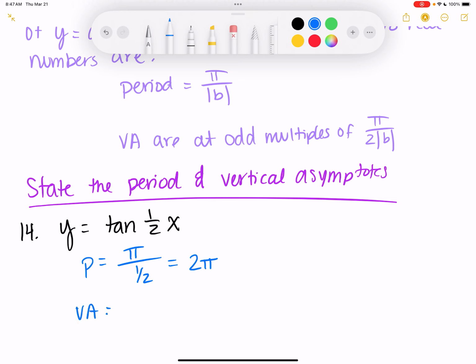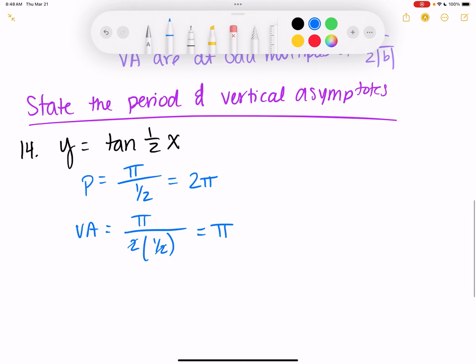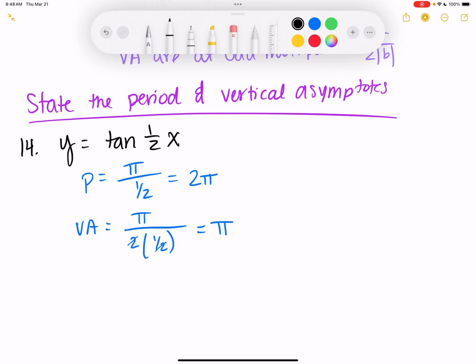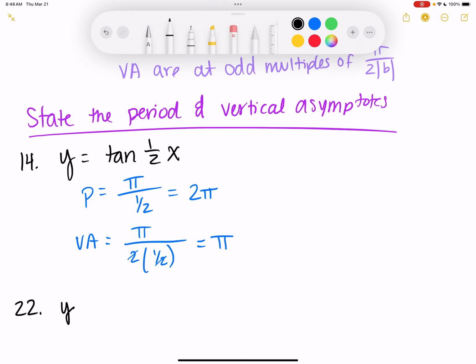Then vertical asymptotes. We do pi divided by 2 times b, so this is going to be pi over 2 times 1/2. So 2's cancel down here on the bottom, so I'm left with pi over 1, which is just pi. And that is all you have to do on these tangent problems. Then 22. Wait, we don't have to graph. No, I just said all you have to do is do this. Disregard the instructions that are in the book.